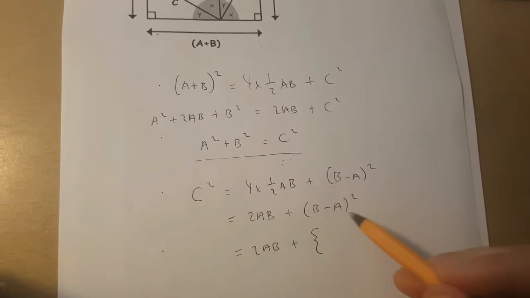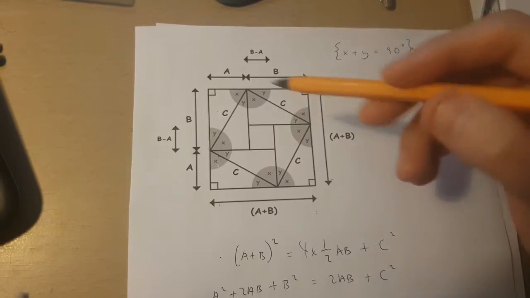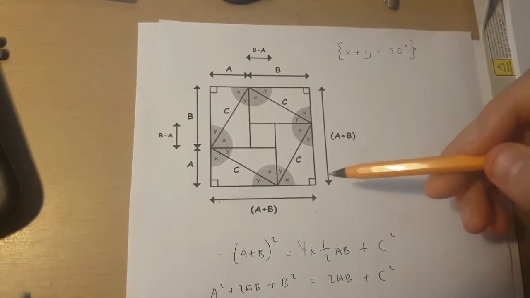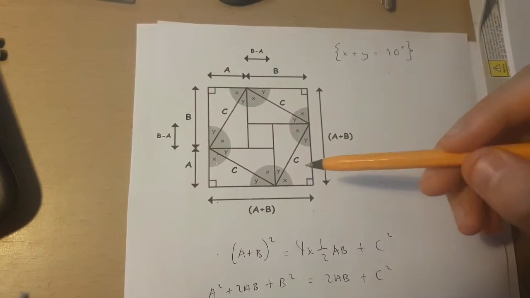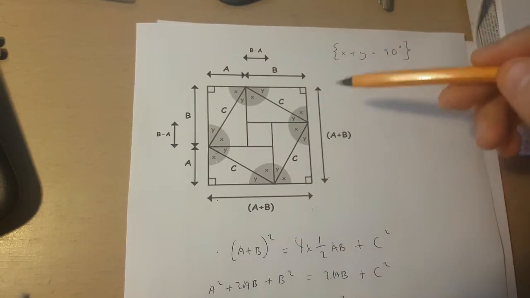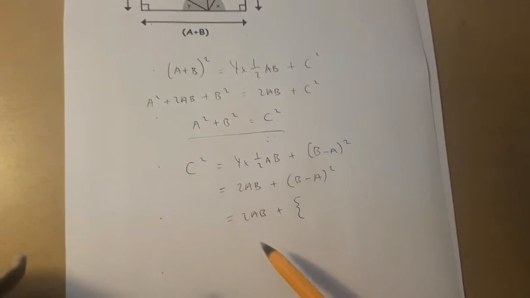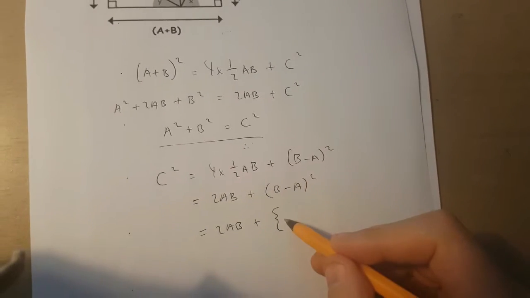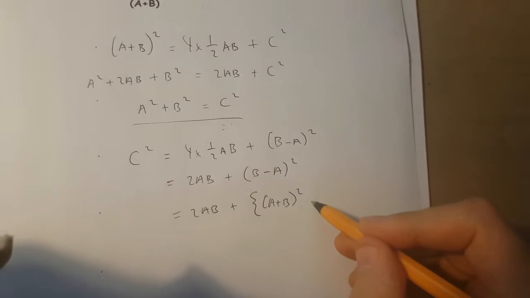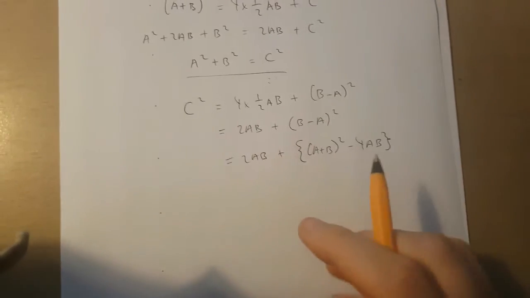But what is (b minus a) squared? Well, it turns out that it is (a plus b) squared, which is the entire area of this square, minus 4ab, which is 4 of these rectangles, okay? So c squared is 2ab plus (a plus b) squared minus 4ab, in brackets, okay?